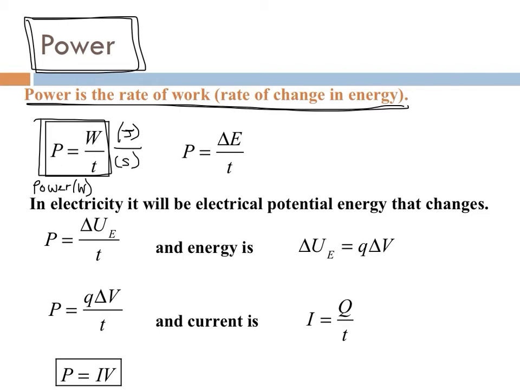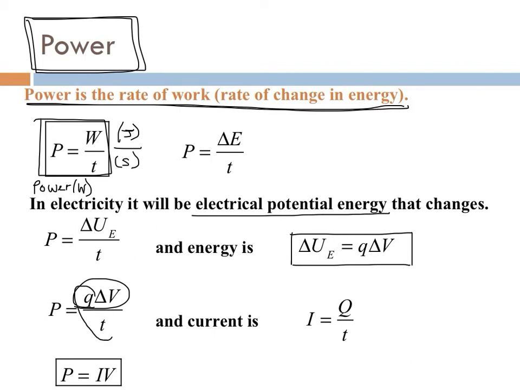Now in electricity, it will be electric potential energy that changes. So our change in electric potential energy over time is equal to power. But remember that delta U is equal to Q times delta V. So if I make that substitution here, I can see that I have Q over T here. And we just learned that Q over T is equal to current. So we can make another power equation, which is P equals IV. Power is equal to current times potential.